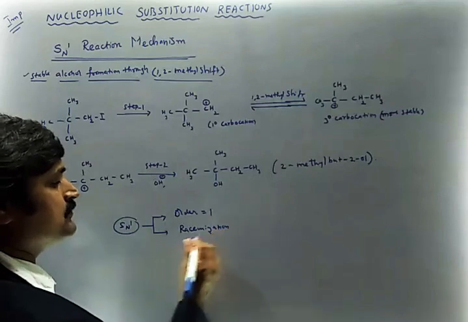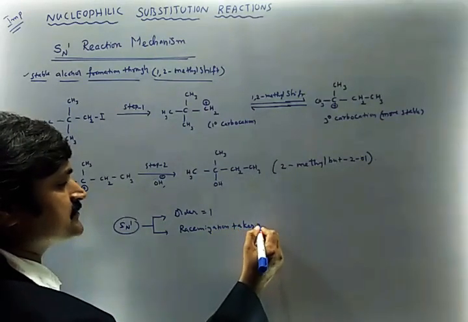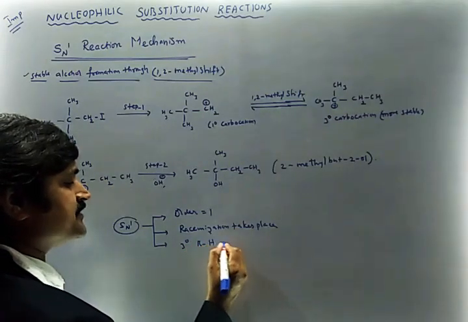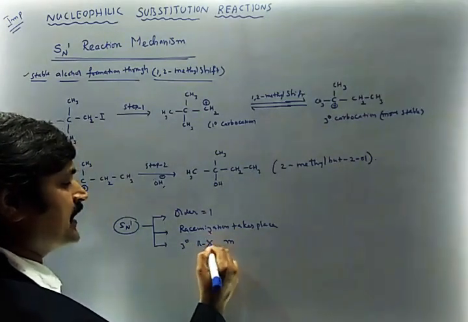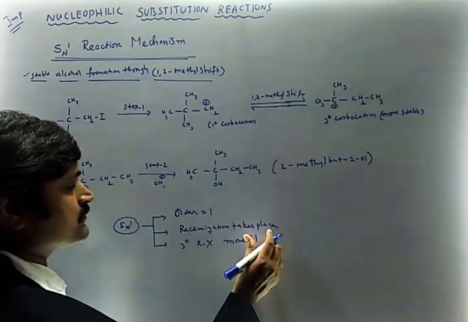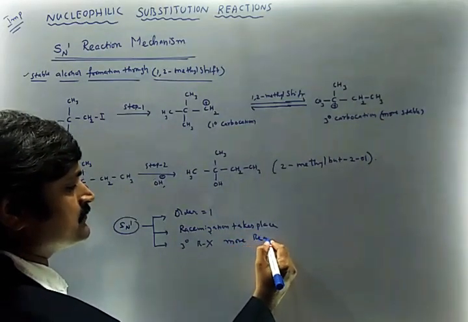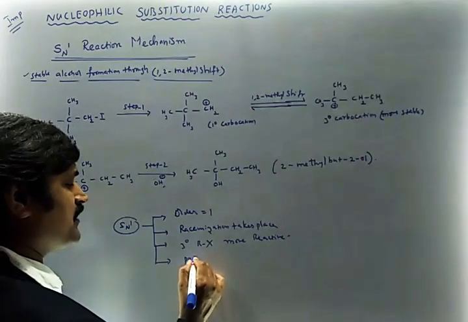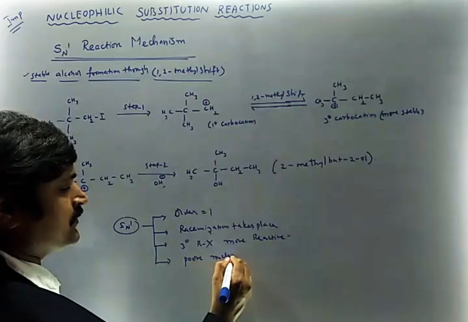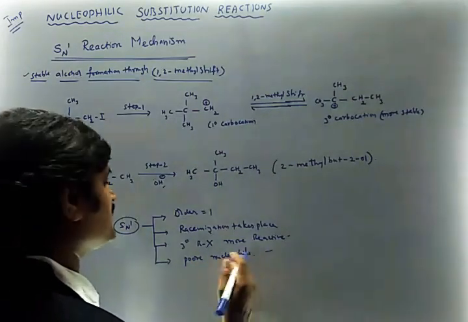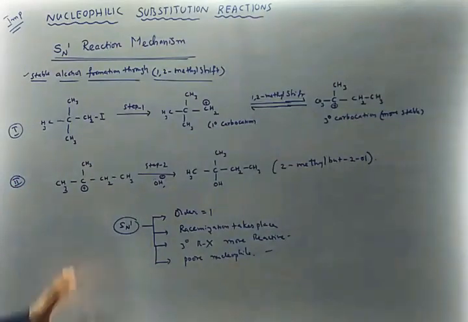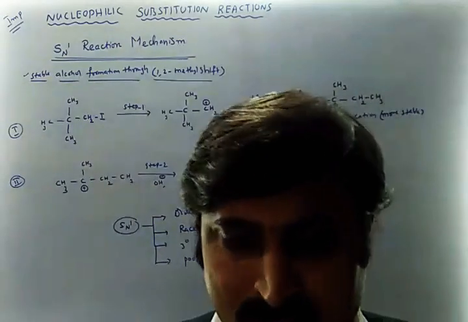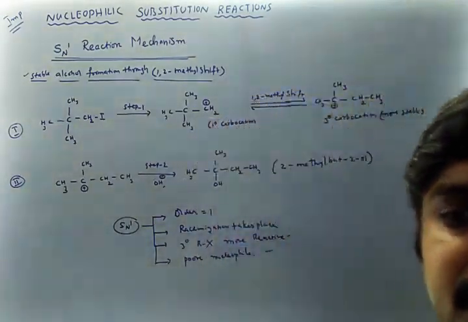Racemization also takes place, and mainly tertiary alkyl halides are said to be more reactive in this Sn1 reaction. The nucleophile can be a poor nucleophile in this mechanism. That can be an Sn1 mechanism. These are the main important traits of the Sn1 reaction mechanism. We will see further developments in the mechanisms in the next session.